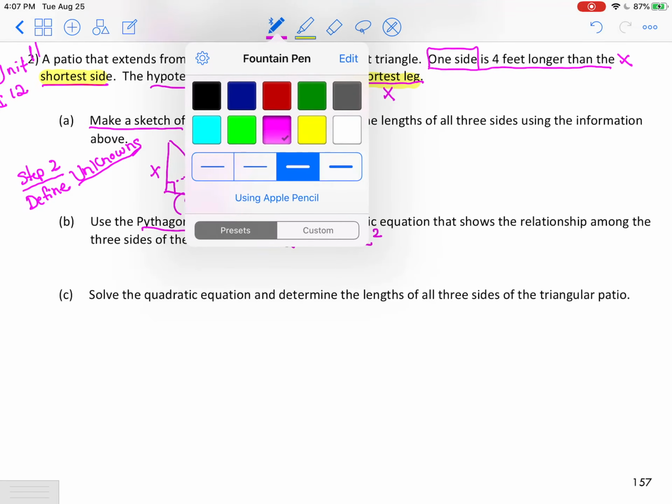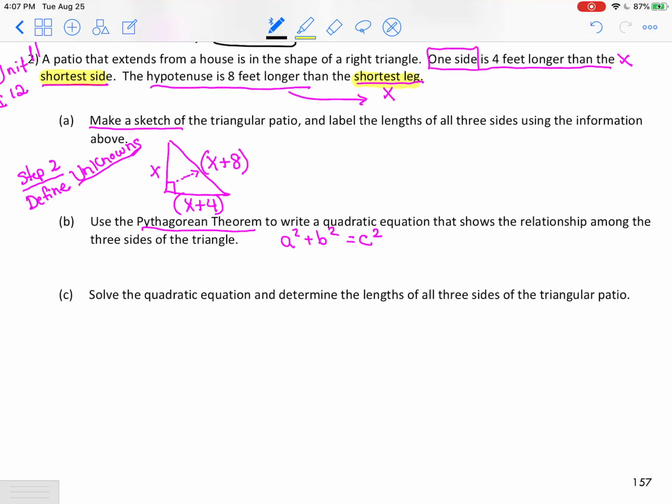Well, in this particular case, we haven't really defined our sides as a, b, and c, but we could easily do that. We could say a is our x, b is our x plus 4, and of course c is our x plus 8. C is definitely the one we have to be careful of. All right, so let's just go ahead and input our x's instead of our a's, b's, and c's. X squared plus (x plus 4) squared is equal to (x plus 8) squared.